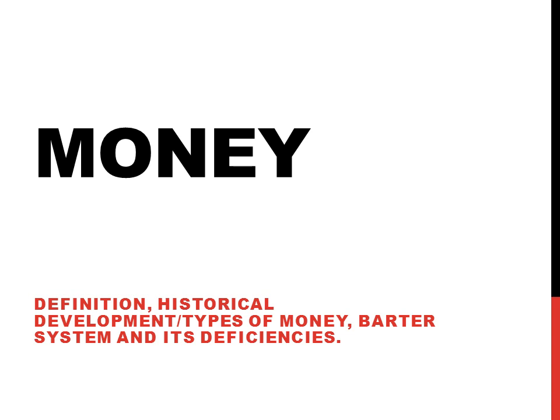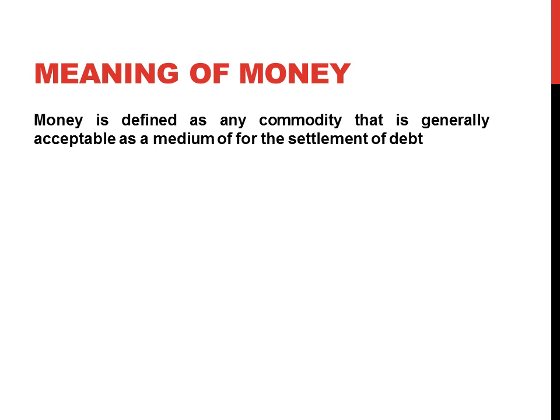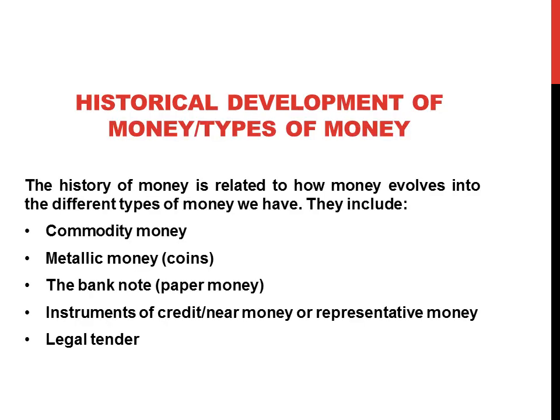How do we define money? Money is defined as any commodity that is generally acceptable as a medium of exchange for the settlement of debt. The invention of money came into being as a result of the limitations of the barter system, historical developments, and types of money.